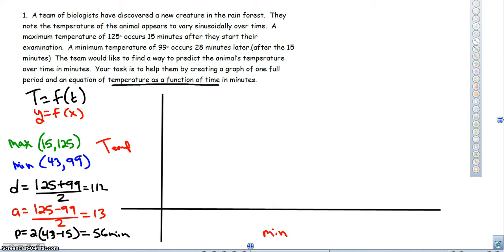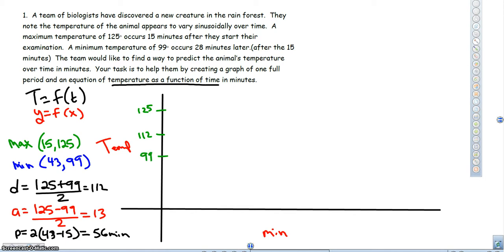So it looks like my y values, dealing with 112, 99, and 125. So this is not going to be real accurate. My highest is 125. I'll put that here. The middle is 112, and then the min is 99. So this will be good enough.